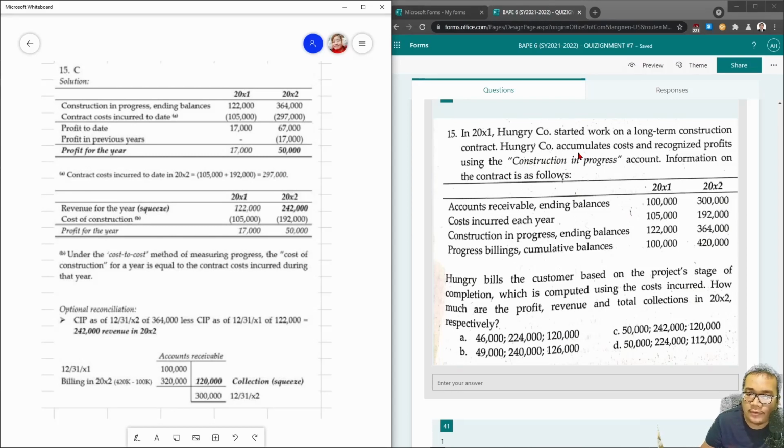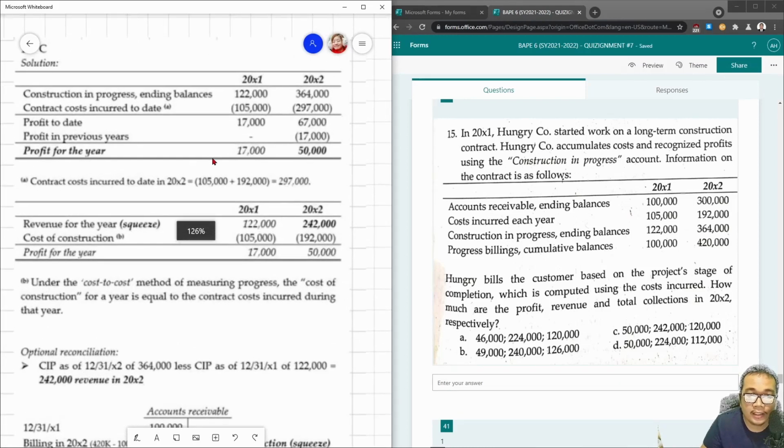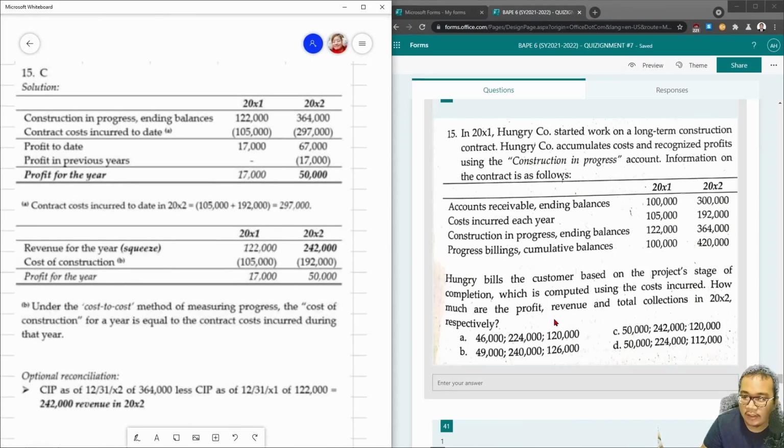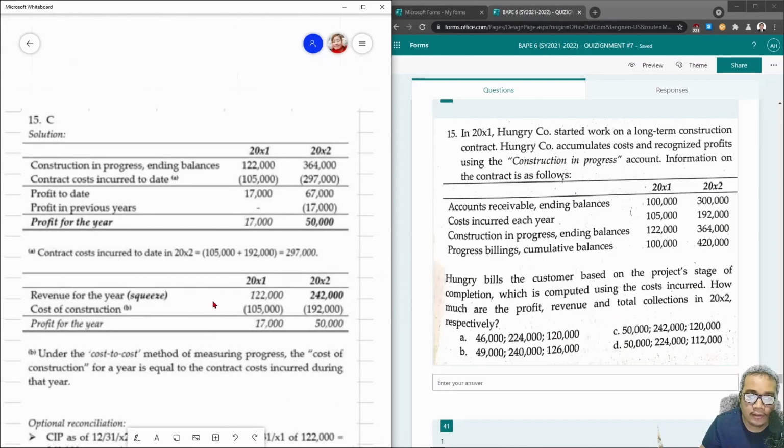Information of the contract is as follows. So, ang accounts receivable natin, ending balance for the 20x1, 20x2, 100, 300, cost incurred each year, 105 na 192, construction in progress, ending balance, 122, 364, progress billing, cumulative balance, 100, 420. So, Hungry bills the customers based on the project stage of completion, which is computed using the cost incurred. How much are the profit, revenue, and total collections in 20x2? Pinapahanap sa atin profit, revenue, and total collections.